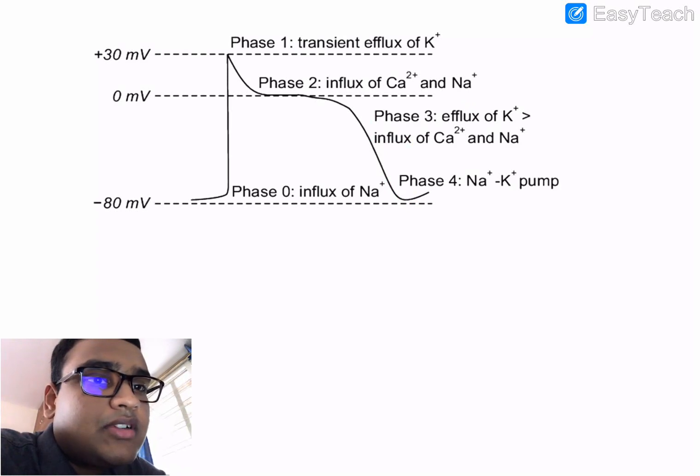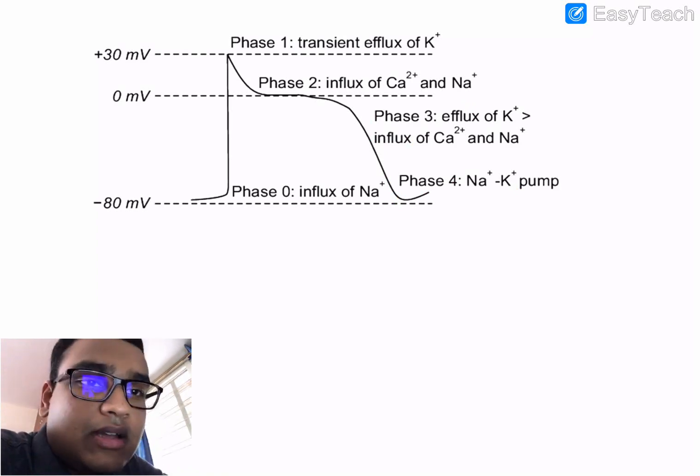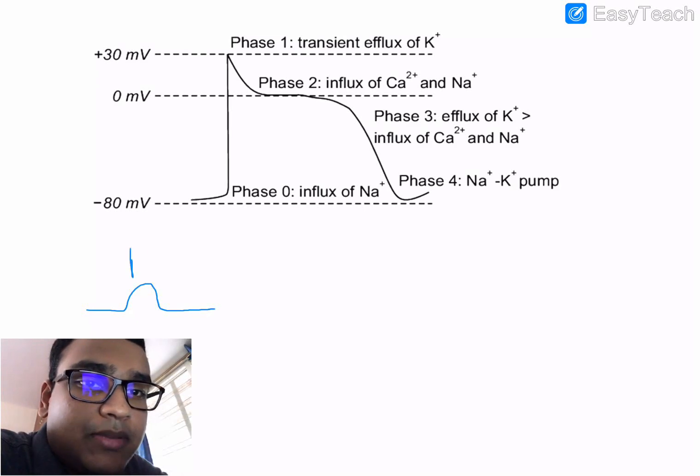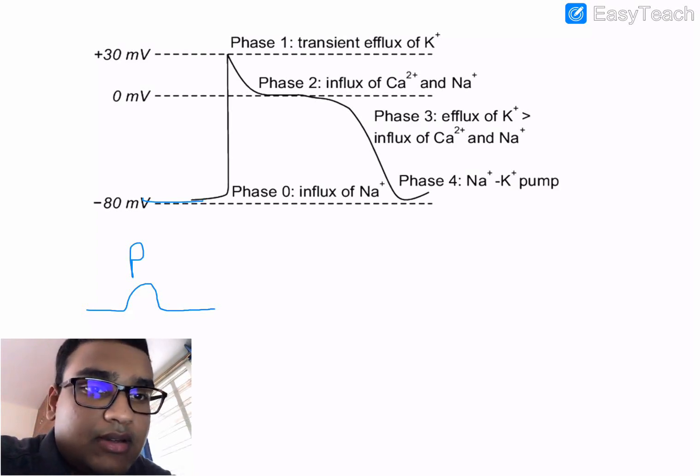And phase 4 is bringing back to normal because of the sodium potassium pump, the ATPase pump. So this is important, and you need to know about each stage of the ECG. If you draw an ECG in accordance with this, this would be the P wave here. If you look at the same time interval, this is what the ECG looks like, and then here there is a ventricular depolarization. So there is the QRS complex.